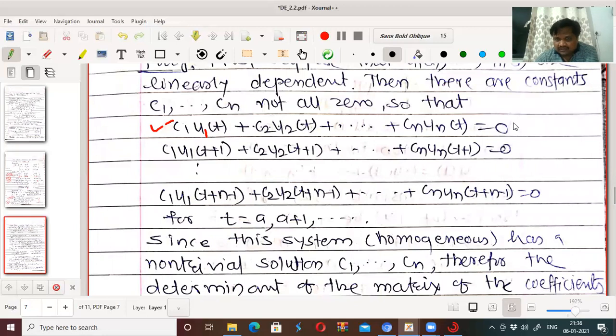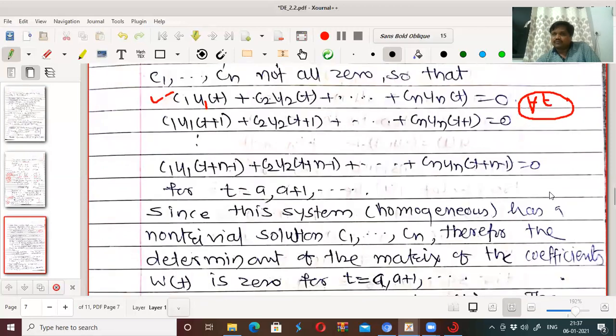Now, this is for all t. If this is satisfied for all t, then if I replace t by t plus 1, it must also be satisfied, isn't it? So c1 u1 t plus 1 plus c2 u2 t plus 1 plus up to plus cn un t plus 1 should be equal to 0. Because this holds for all values of t. In the same way, c1 u1 t plus n minus 1 plus c2 u2 t plus n minus 1 plus up to plus cn un t plus n minus 1 is also equal to 0.